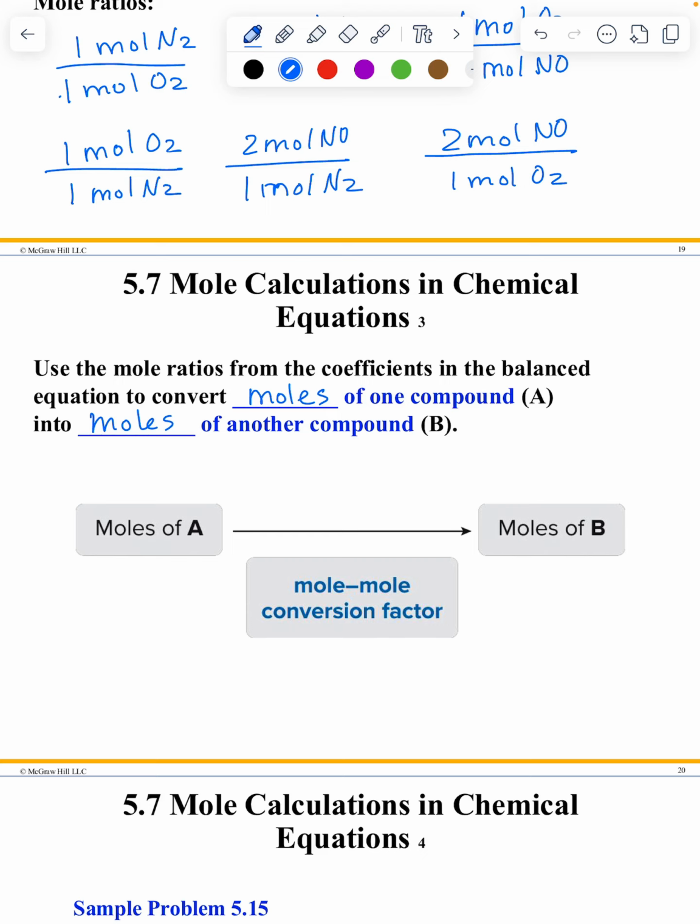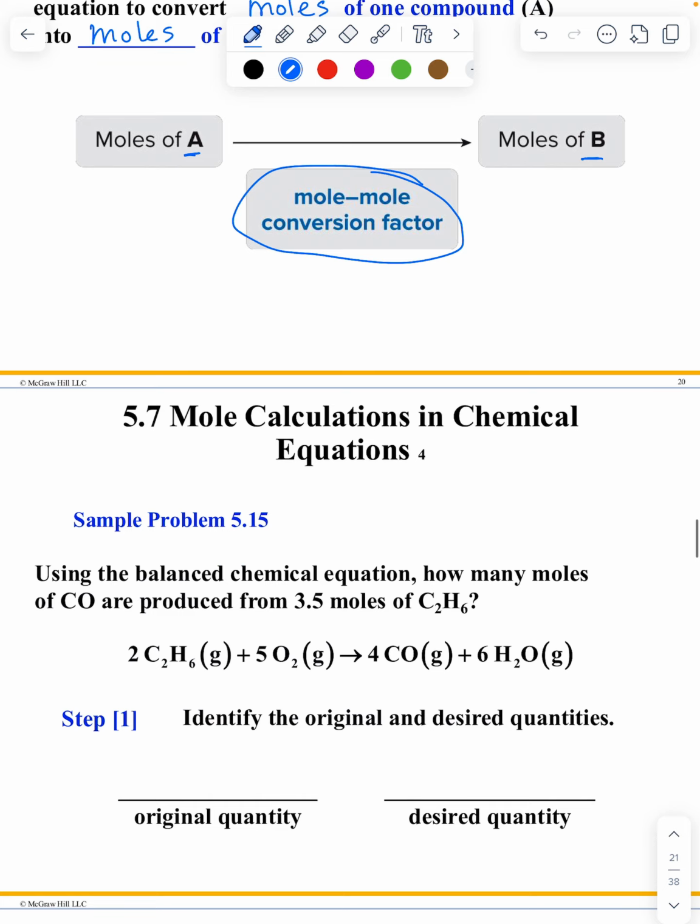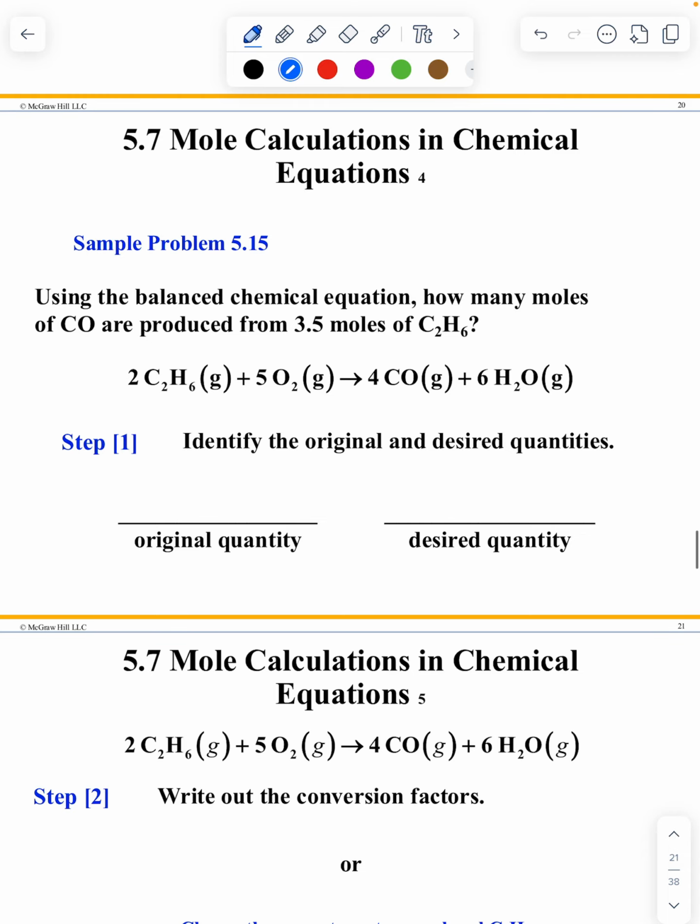All right, so let's look at a new equation and see if we can use our new skills here. So it says, using the balanced equation, how many moles, so this is what we're solving for, moles of CO, are produced from 3.5 moles of C2H6. So remember, step 1 is always to identify what you were given. So we were given 3.5 moles of C2H6. And what are we asked to find? We want moles of CO, carbon monoxide.